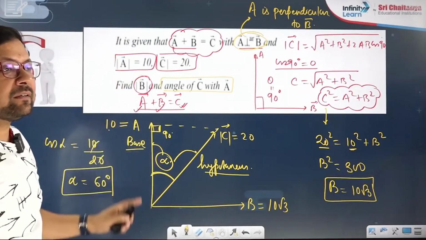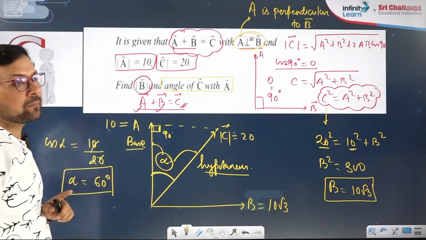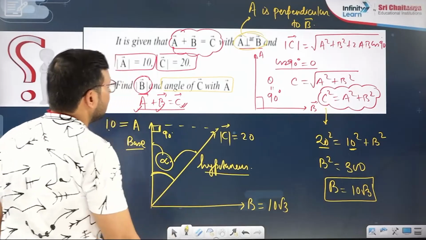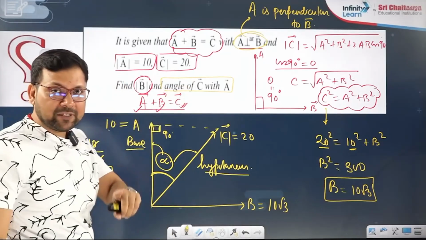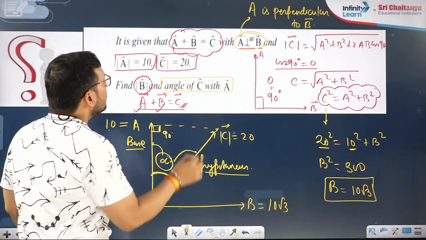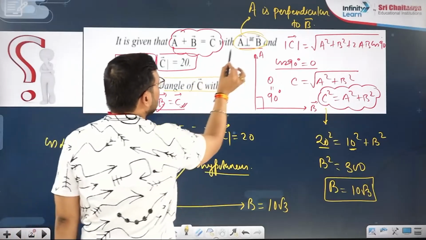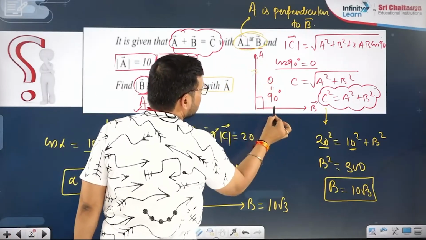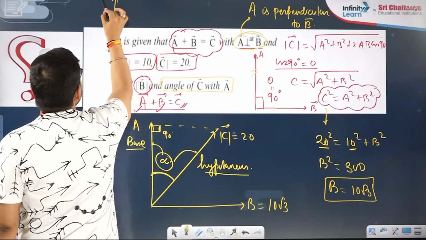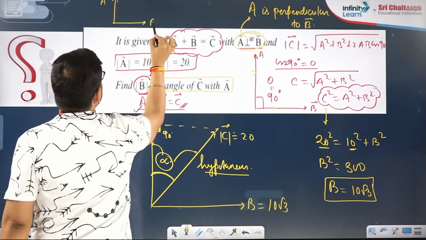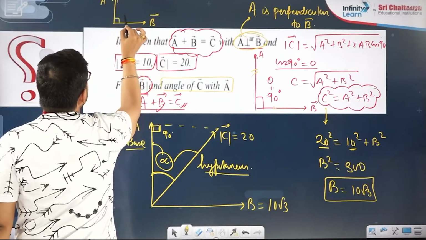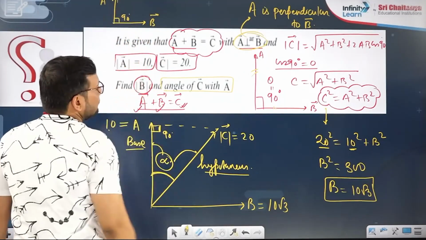That is a diagram. I am explaining the diagram. There are 2 diagrams. Both I will explain. See carefully. First question says that A is perpendicular to B. So that is A. That is B. They are perpendicular. Angle between them is 90.